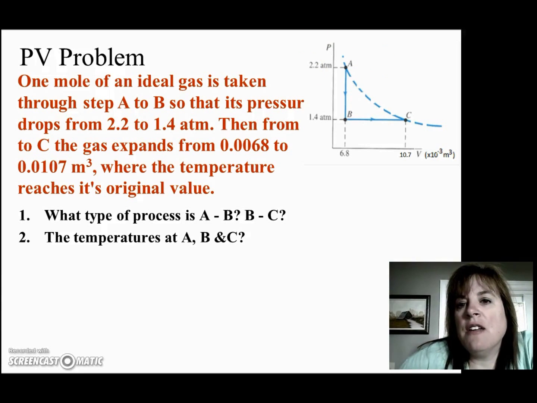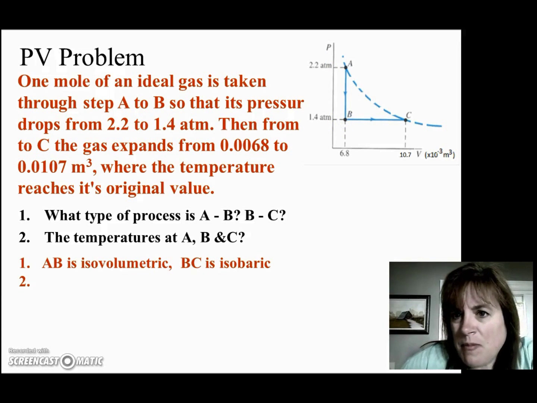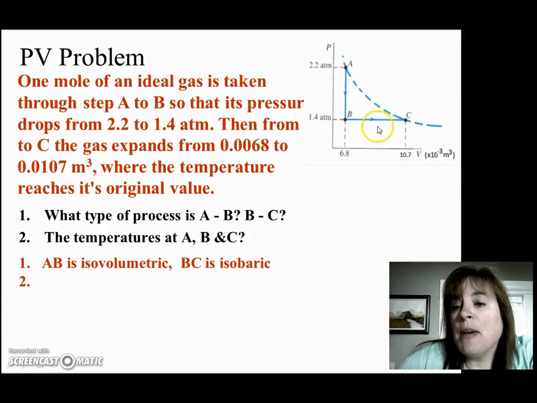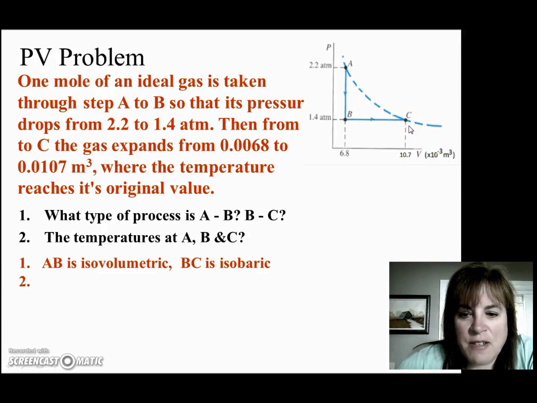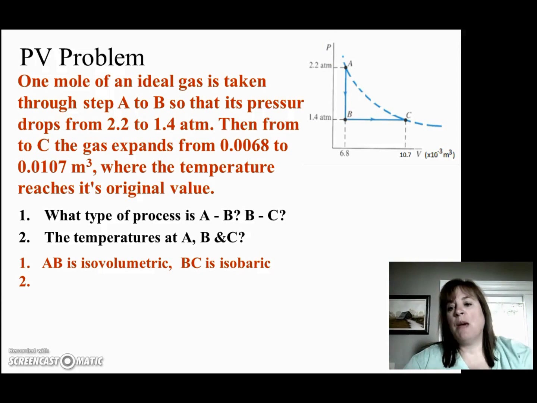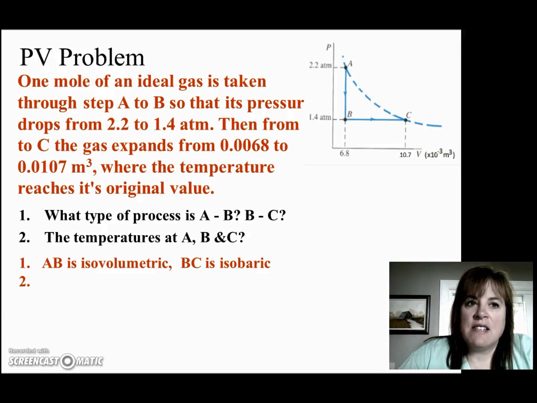All right, so if we talk about types of processes, my first process, A to B here, I'm staying at constant volume. So if you said that this was an isovolumetric process, you are correct. And from B to C, we keep constant pressure. So if you said B to C was isobaric, then you're correct. Now, in order to find out my temperatures, I need to use PV = nRT, the ideal gas law. I have 1 mole of gas, so we're going to use PV over 1 mole times the gas constant 8.31 to give us the temperature.